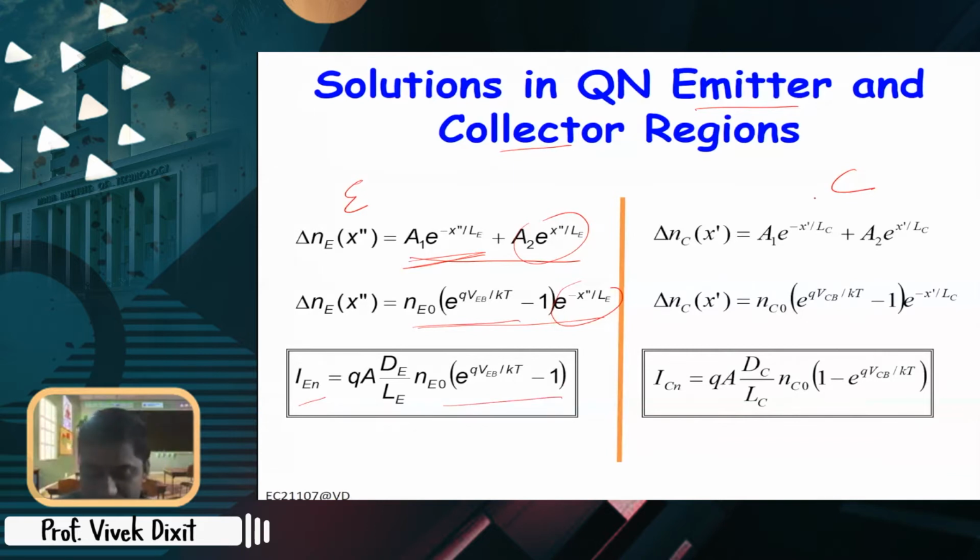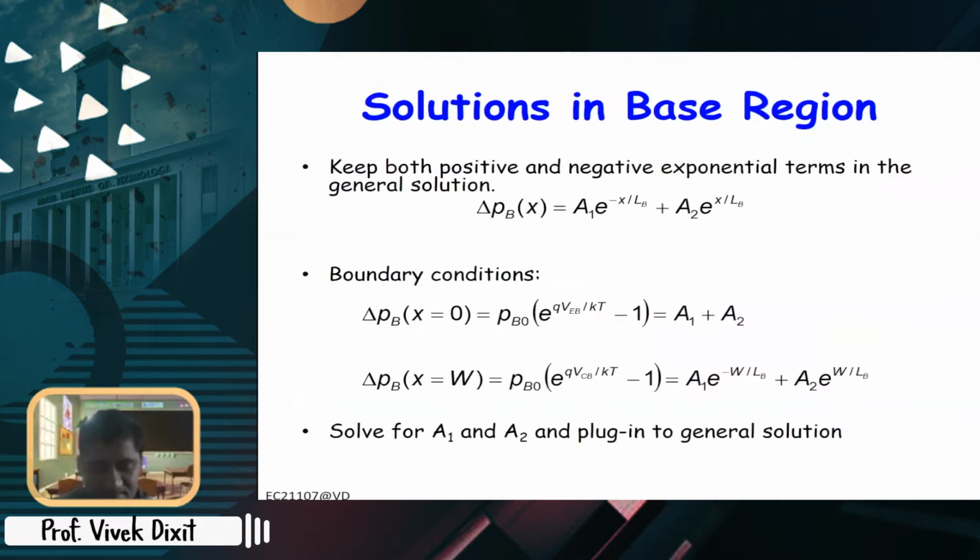Similarly for ICN, same thing here, 1 by LC, and the delta n at the junction, NC naught times 1 minus exponential QVC by KT. So IEN and ICN we have obtained from the holes injected into the emitter, sorry, electrons injected into the emitter, or electrons extracted from the collector. For IEP and ICP, we will obtain them from the holes in the base region.